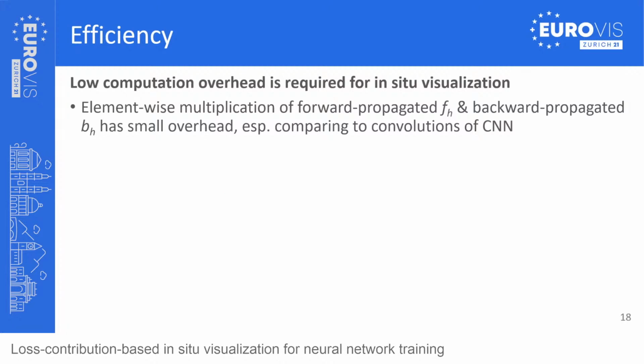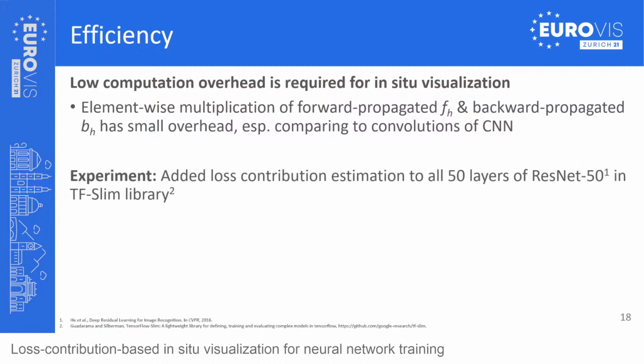For an in-situ algorithm, the efficiency is crucial, since it should not cause too much impact to the original process. A major strength of our algorithm is efficiency, as an element-wise multiplication of the forward propagated values and the backward propagated derivatives has little overhead. This is especially apparent for convolutional neural networks because convolution is slow.